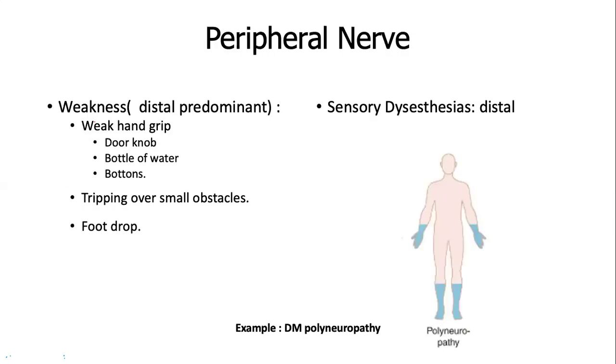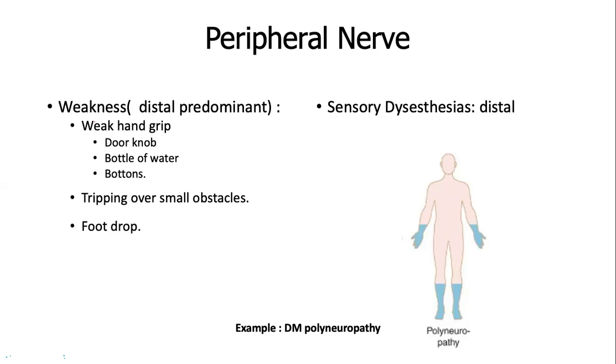Moving from this to the peripheral nerve, we can have weakness in the peripheral nerve. Peripheral nerve disease can be a mononeuropathy, for example median nerve causing carpal tunnel syndrome, peroneal nerve causing foot drop, radial nerve causing wrist drop, or it could be polyneuropathy. Polyneuropathy means involvement of all the nerves. The classic example is diabetes. Diabetic polyneuropathy is very common. You must have seen a patient with diabetic polyneuropathy.